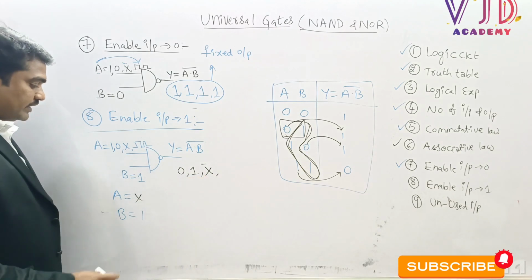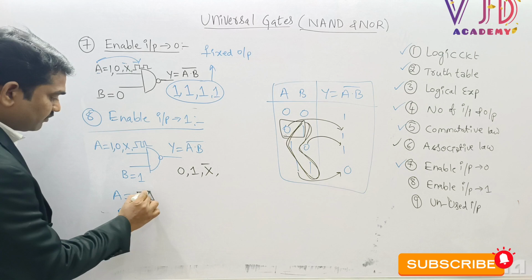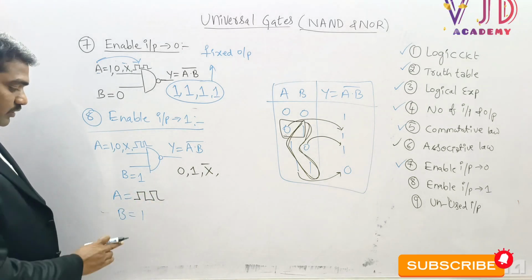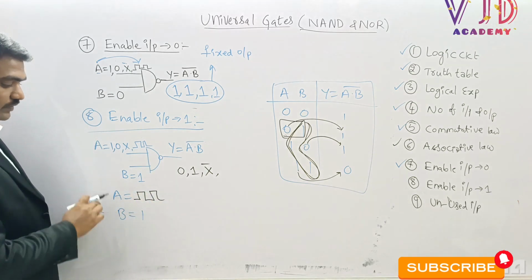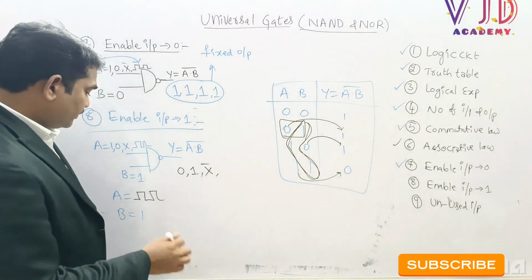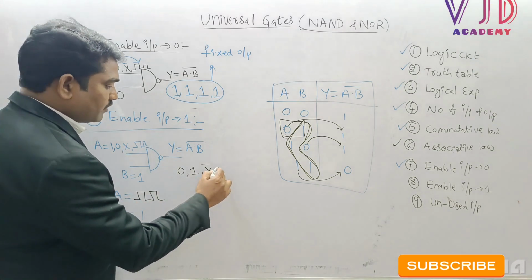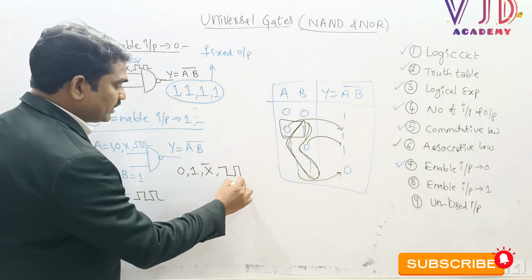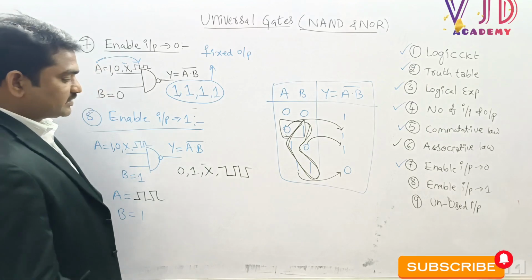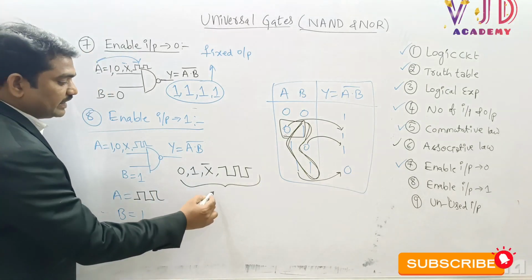And now the fourth one is A equal to a square wave, and B equal to 1. The moment one of the inputs is 1, automatically the output will become the complement of the other input A, which means the square wave will be complemented, so the output will be like this. Now based upon this analysis, the circuit is acting as an inverter.